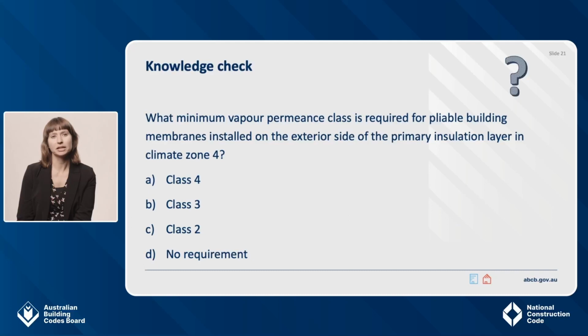Let's pause for a moment and check in on how we're going with a quick knowledge check. What minimum vapour permeance class is required for pliable building membranes installed on the exterior side of the primary insulation layer in Climate Zone 4? Is it A, Class 4, B, Class 3, C, Class 2, or D, no requirement?